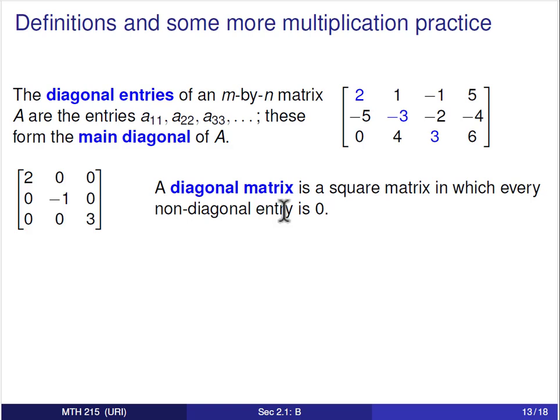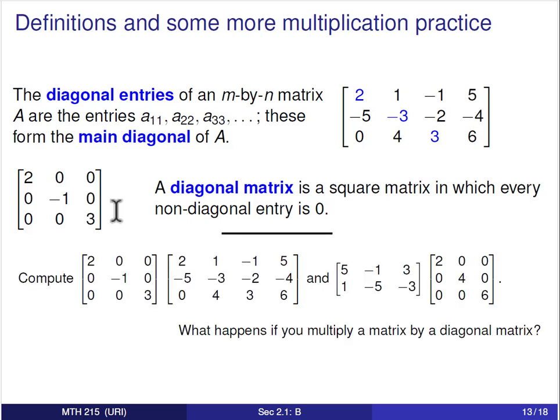Now, every matrix has a main diagonal, but there are certain matrices called diagonal matrices. A diagonal matrix is a square matrix. It's got just as many rows as it does columns. And what makes a matrix a diagonal matrix is that the diagonal entries are the only entries that could be nonzero. Every entry that is not on the main diagonal needs to be zero in order for you to have a diagonal matrix. So this is what one sample diagonal matrix looks like.